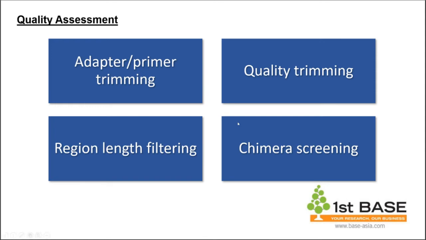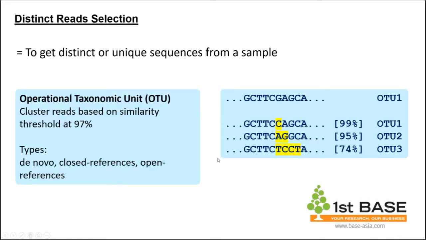Now, once we have done all of this, we can go to the next process, the distinct reads selection. In distinct reads selection, we want to get any distinct or unique sequences from our sample. We want to find the unique sequences that are different from other reads. In general, there are two types of methods here. The first one is the operational taxonomic unit, OTU, or we'll call it the OTU clustering method.